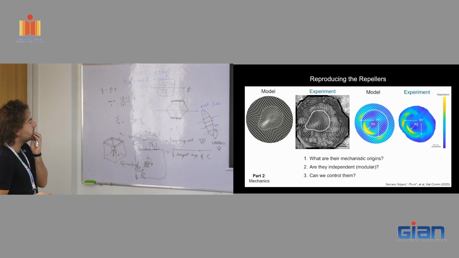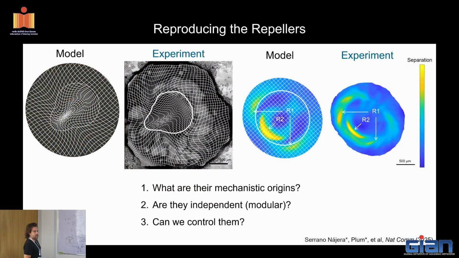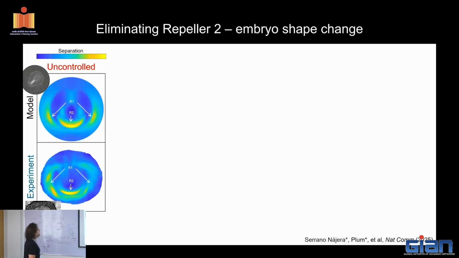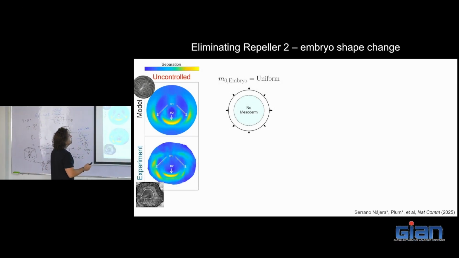So now we want to understand how do they form. Can I actually deconstruct these repellers and understand what forces, or what combination of forces, are generating those? And can we control them? So this is now going to be the uncontrolled, or the wild type, and now I'm going to start deconstructing these repellers. So for repeller number 2, we wanted to eliminate repeller number 2.